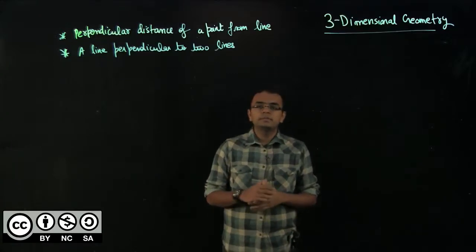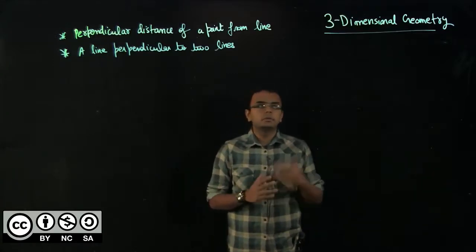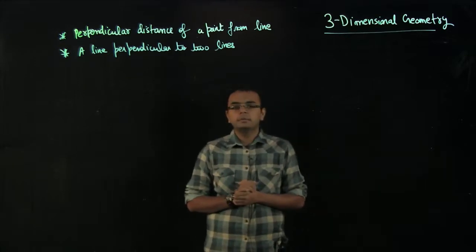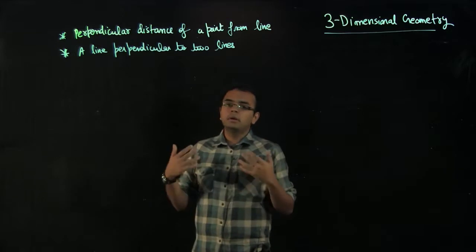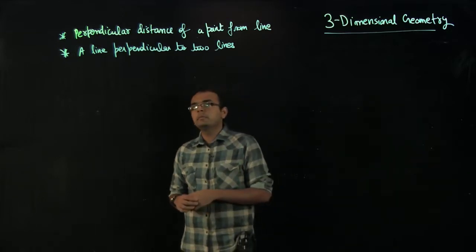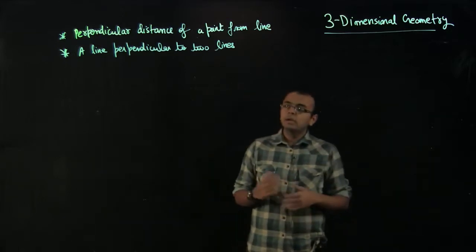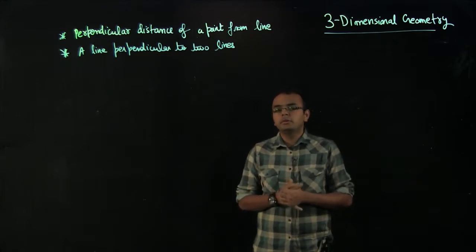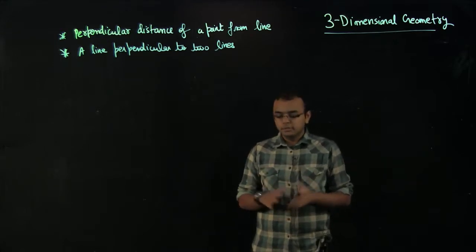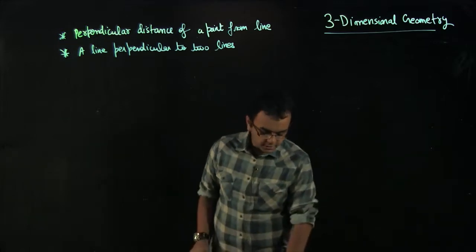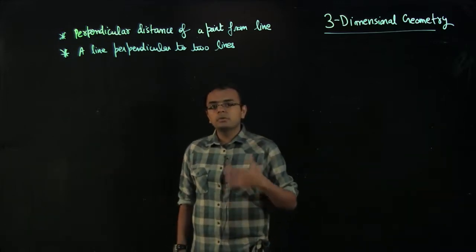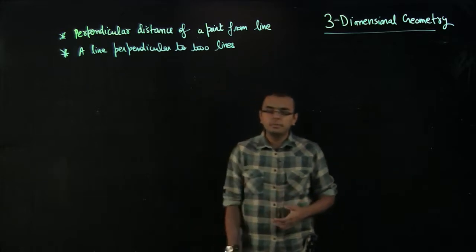Hi everyone, in this video we will be talking about two topics for the 3D chapter for mathematics and IIT JEE preparation. The topics are finding the perpendicular distance of a point from a line, and finding the equation of a line perpendicular to two given lines. These are small topics, however, as in many math topics, this is an approach that you should learn for how to solve problems like these.